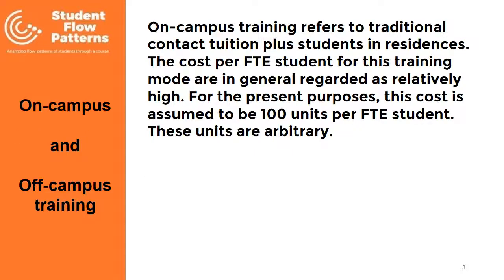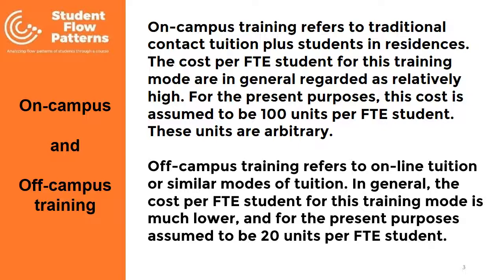On-campus training refers to traditional contact tuition plus students in residences. The cost per FTE student for this training mode are in general regarded as relatively high. For the present purposes, this cost is assumed to be 100 units per FTE student. These units are arbitrary.